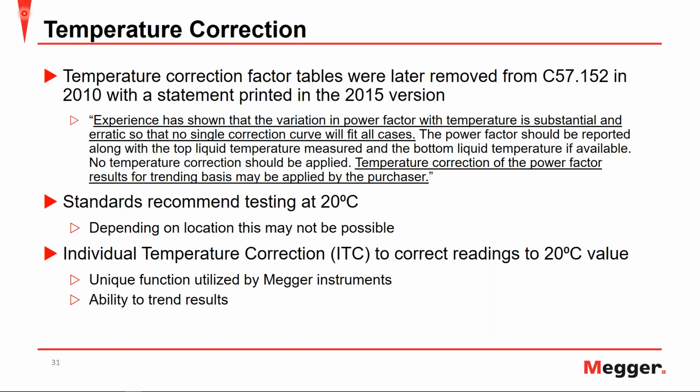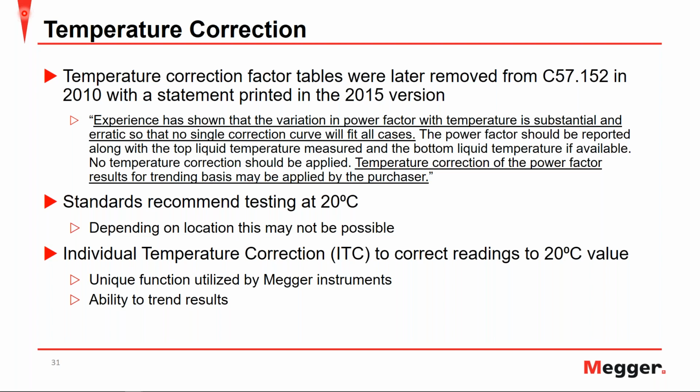In the last sentence, we have that temperature correction for power factor results on a trending basis may be applied by the purchaser. So the standard recommends performing the test at 20 degrees C, but as we know, depending on the location, this may not be possible. As you go further north, it's likely to be more cold, and if you're in Texas, like we are, or I am, then it's likely to be more hot.